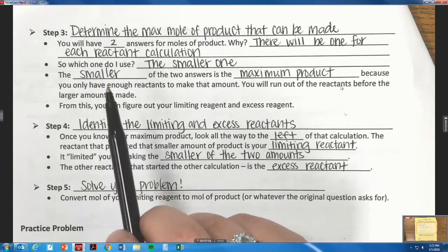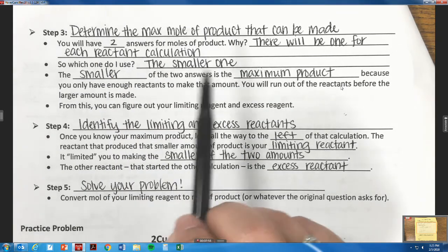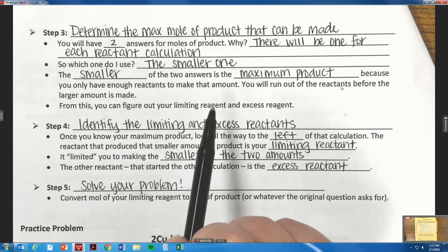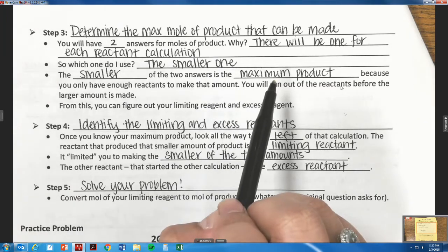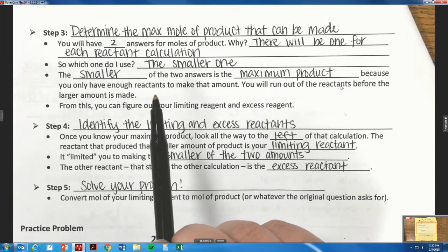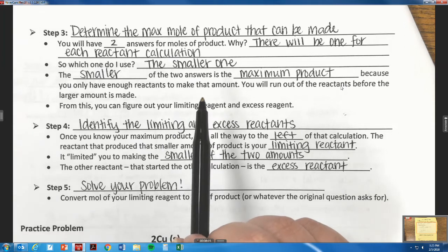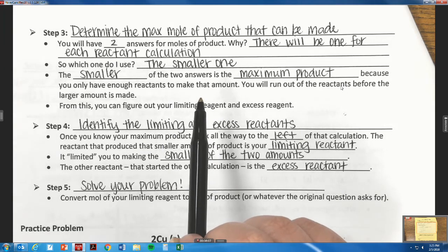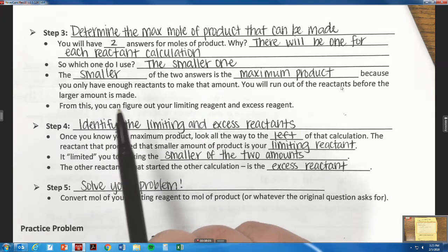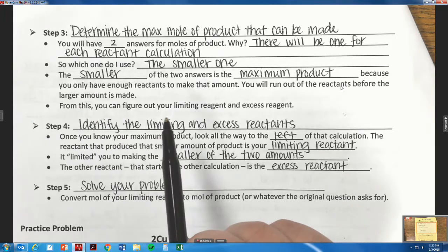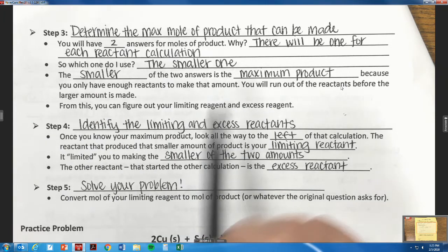Then which one do I use? The smaller one. The smaller of the 2 answers is the maximum product, because you only have enough reactants to make that amount. You will run out of the reactants before the larger amount is made. From this, you can figure out your limiting reagent and excess reagent.